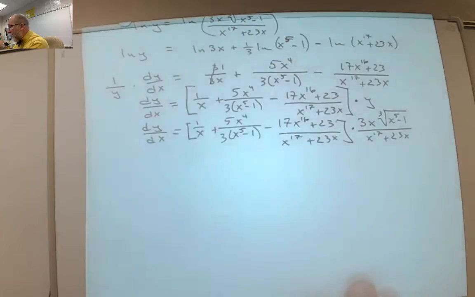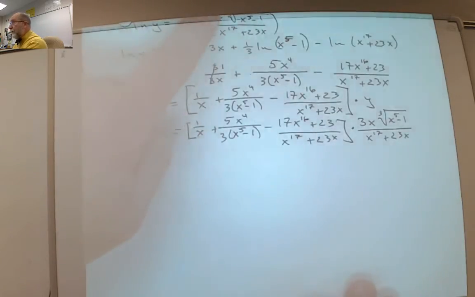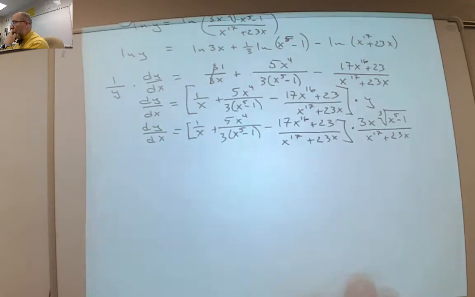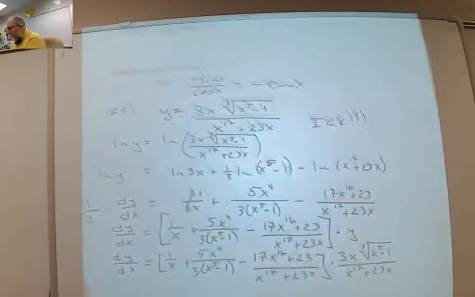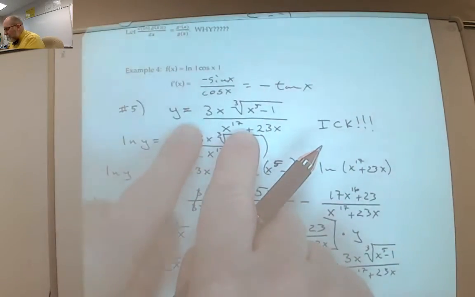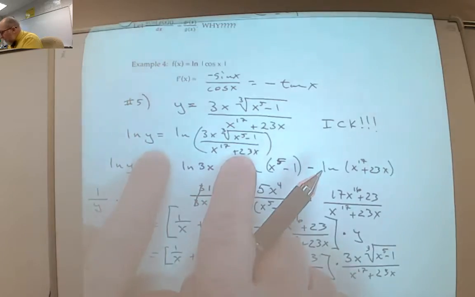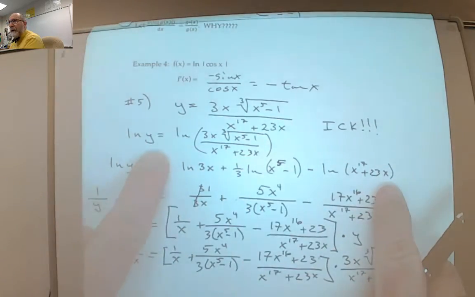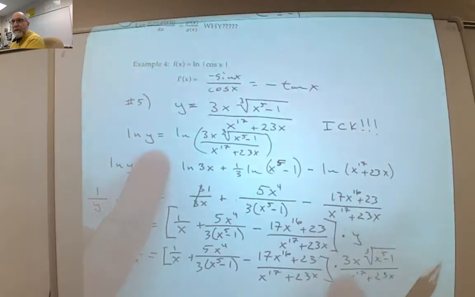And that's a lot better than trying to do it using the rules. There are problems like that at the end of your assignment. There's problems like that on the quiz and the test. There's problems like that on the AP exam. So you take the natural log of both sides. You use your log rules to expand it. And then you take the derivative of each logarithm individually. Does that make sense?